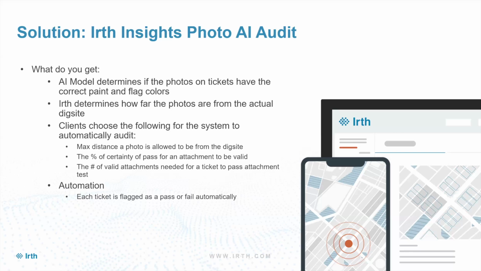Okay. So the solution to the problem here, again, I'll restate the problem. The problem really is, there's so many photos on all the tickets you receive throughout the year. It's impossible for you all to audit every single one of those photos to make sure the correct marks or mark and locate have been done. And we have now provided a solution with an AI model and proximity information like the lat longs on photos to help pass and fail those photos here.